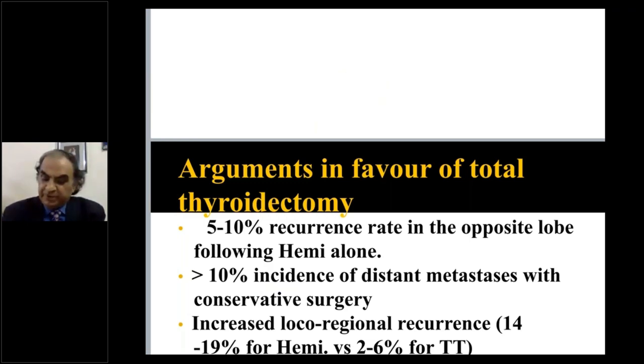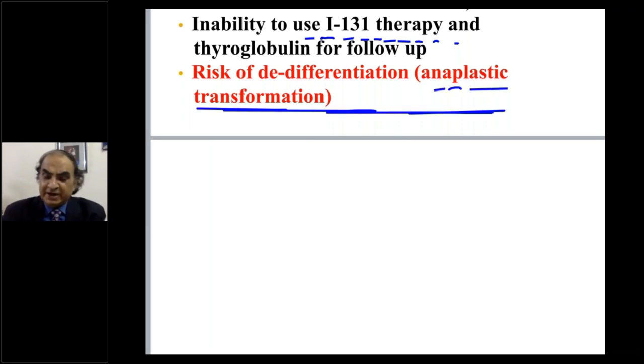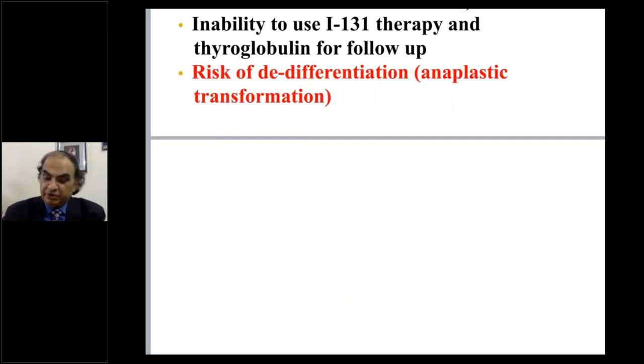Now, there are proponents of total thyroidectomy on this account. Inability to use iodine-131 is an issue which you should also look at. There is a risk of de-differentiation with anaplastic transformation, which is a huge disadvantage. You must understand, the local recurrence usually is worse than the primary tumor in terms of the grade. So when you have a recurrence of a well-differentiated thyroid cancer, it may not be well-differentiated. It may actually be anaplastic. So it's important to understand that.